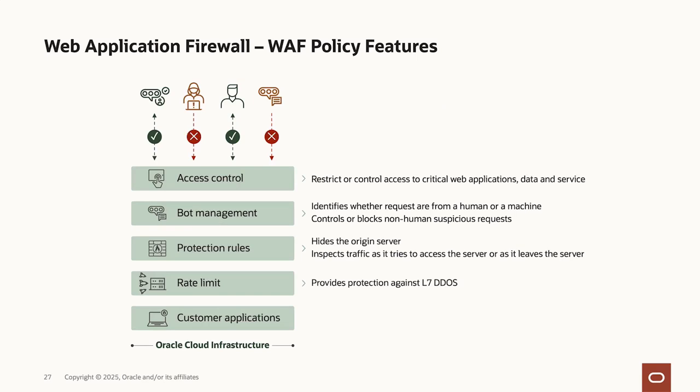When it comes to protection rules, we have many different protection rules like SQL injection protection, cross-site scripting, PHP injection, things like that. You can also inspect traffic as it tries to access the server or as it leaves the server. And then, as I mentioned, you can set up rate limiting, which will provide protection against layer 7 DDoS attacks.